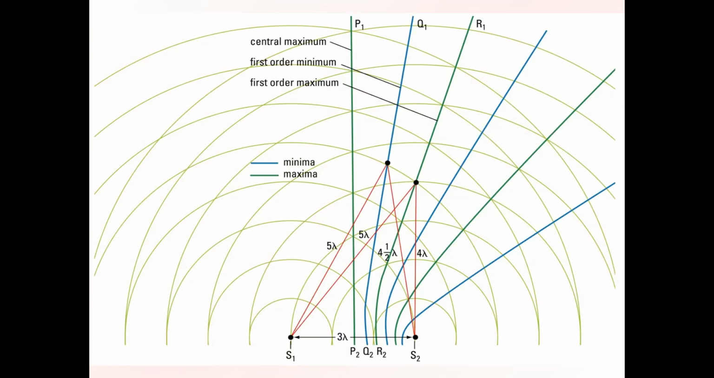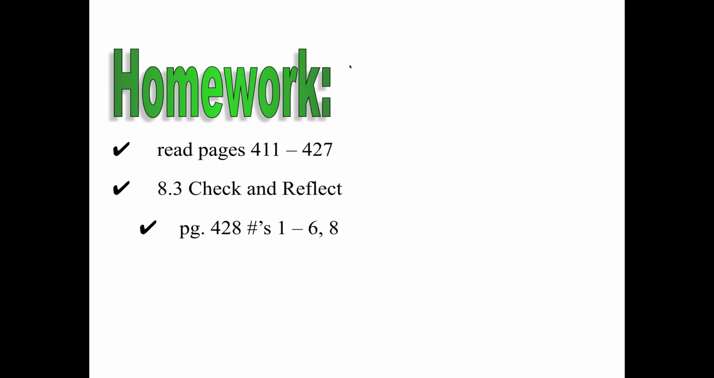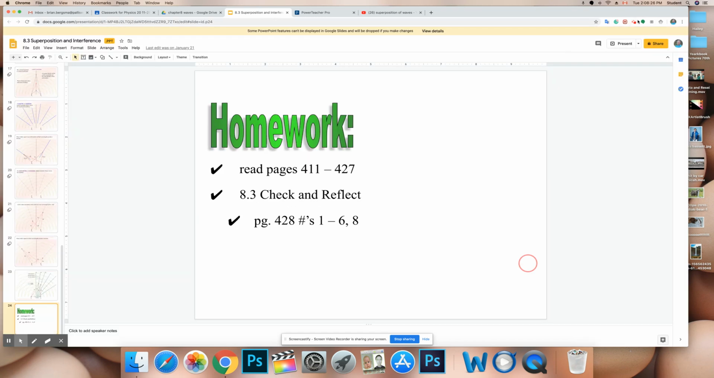The further away they get from the central maximum is the order of our minimum or maximum. Our Q1 in this case is our first order minimum, and then R1 would be our first order maximum, and the next blue line would be our second order, and so on. If you want to read up on this a lot more, it'd be better. It's hard to show in a PowerPoint video like this. I'll try and find a better video on YouTube that shows what I want.